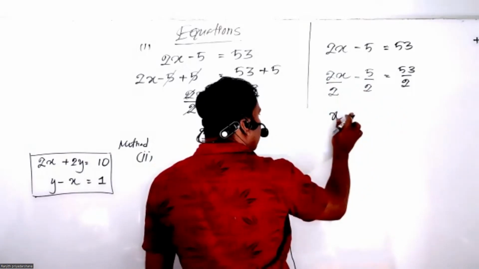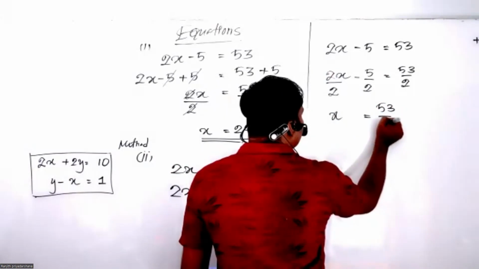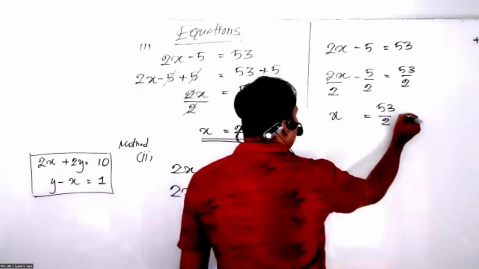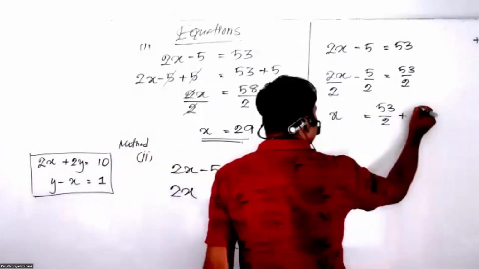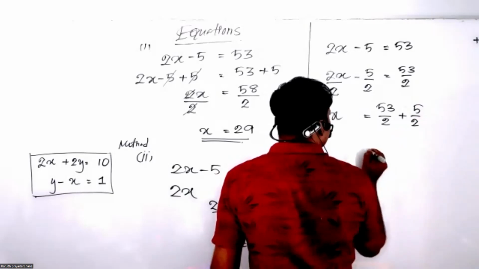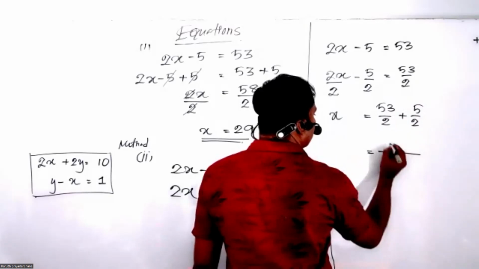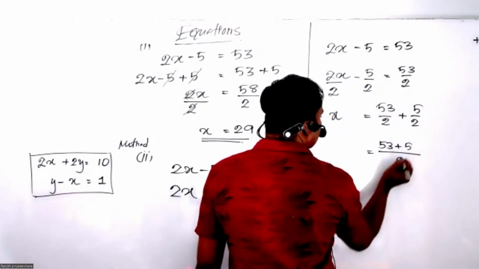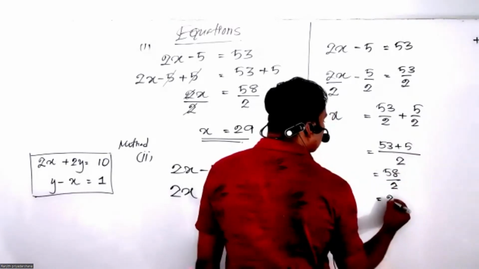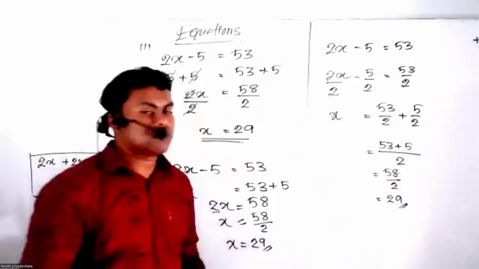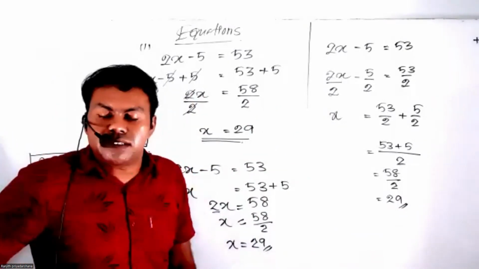So that's a subtraction. So then x equals 53 upon 2. This subtraction goes to the other side as addition 5 upon 2. Common denominator 2. 53 plus 5. What's that? 58 upon 2. The answer is 29. How is that?